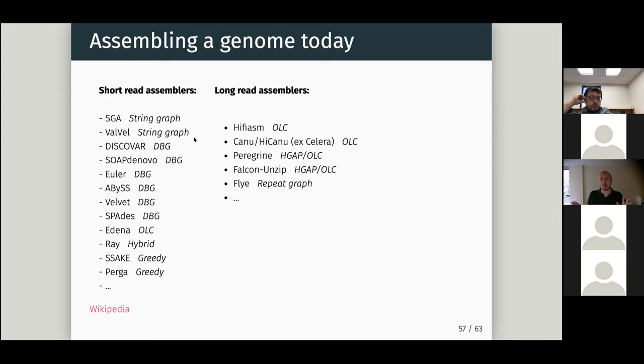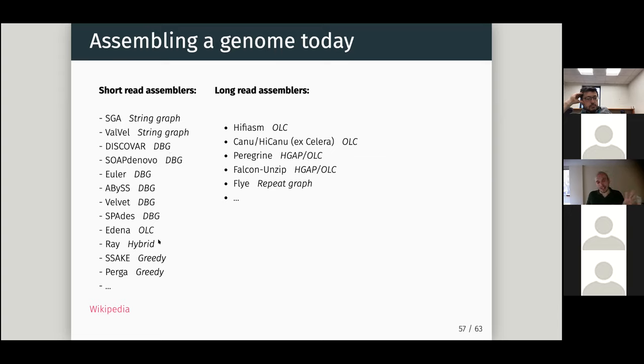I would say that the assembly world divides between two major types of assemblers, those that are based on the de Bruijn graphs, which strongly use k-mers for assembly, and the overlap layout consensus, OLC, approach. Both have advantages and disadvantages, but if you take a long list of short read assemblers that were published over the years, and a shorter list of long read assemblers that were published more recently, you can see that they tend to all fall into one of the two categories. Even the string graph is basically a variation of the other two.